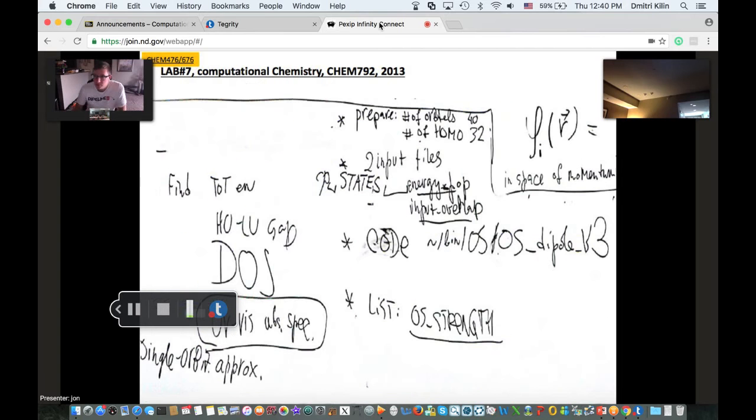Okay. So, what is it that we need in order to calculate the oscillator strengths for a given system?